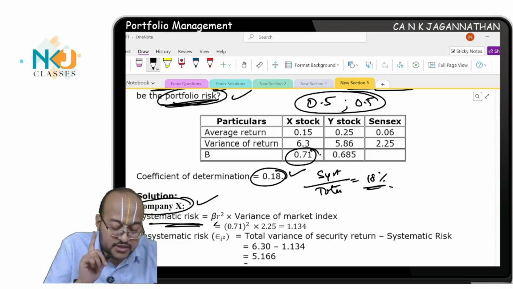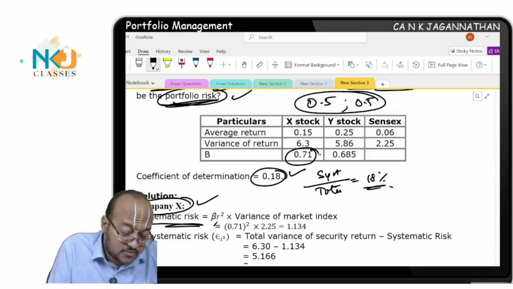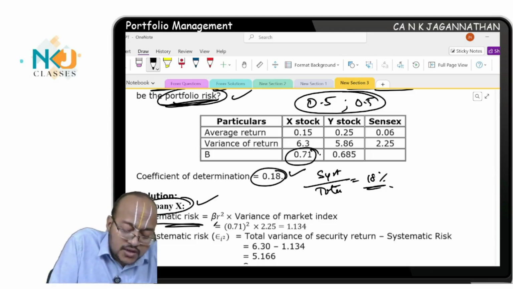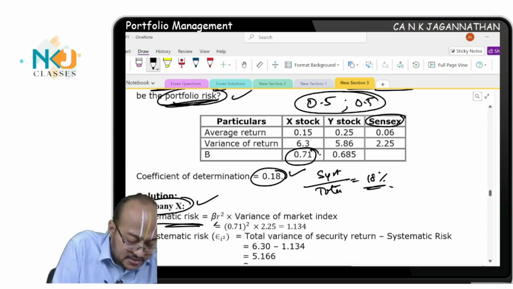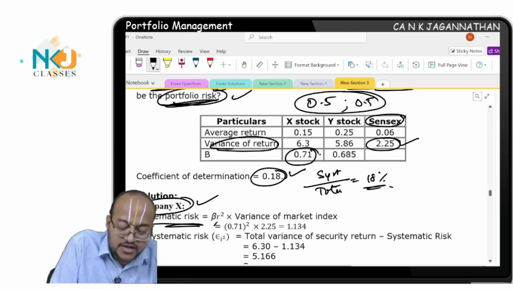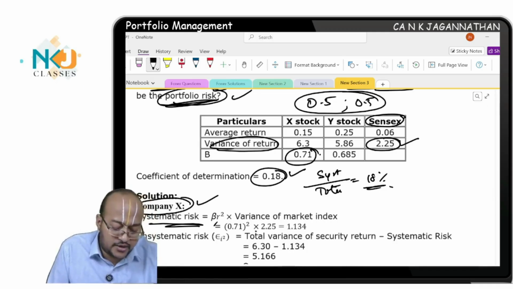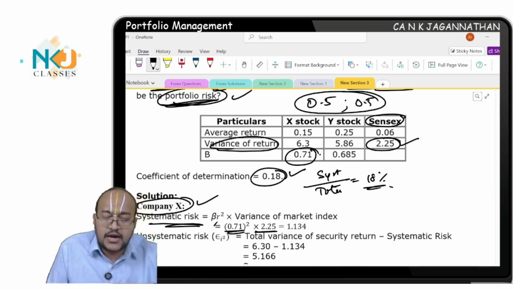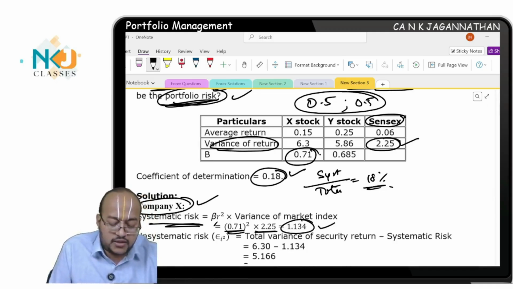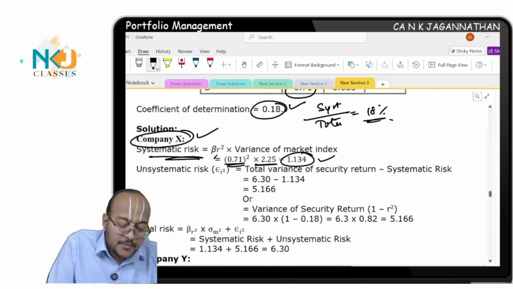Sigma m square is given or not given? Given. How do you find out sigma m square? Sensex data is given. From Sensex, variance of the return is given. What is the variance of Sensex? 2.25. Directly you can take it, so 0.71 squared into 2.25, you will get 1.134 as systematic risk.